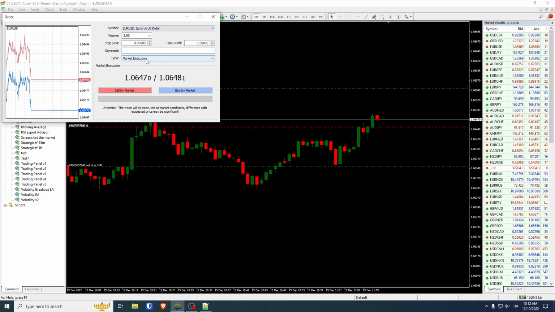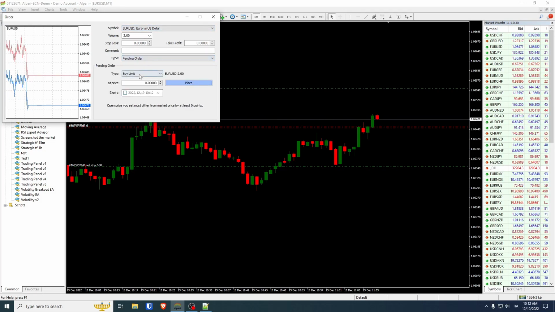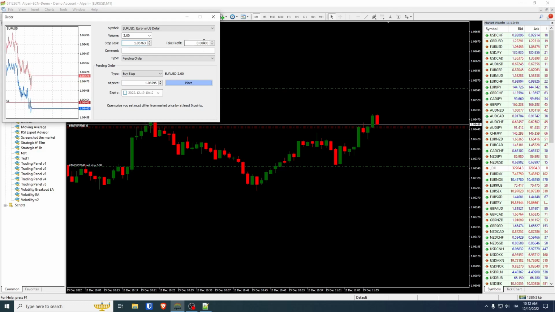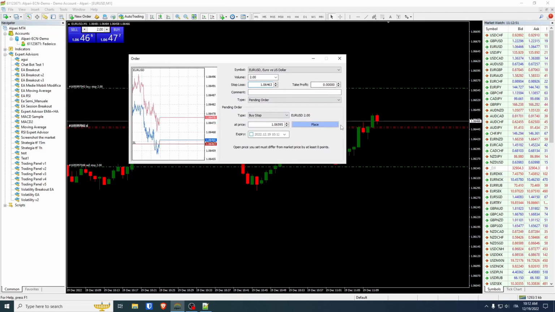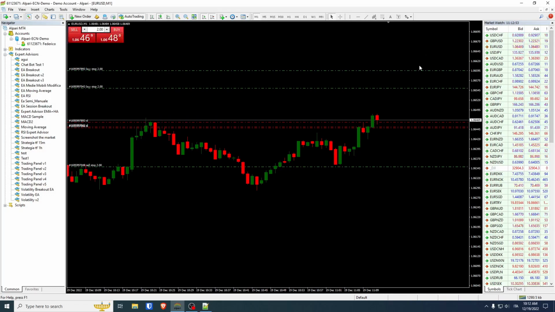You select the type of order, pending order, buy limit, of course, buy stop. At price, for example, it was 67595, and right here you put your stop loss and take profit. So in this way, you place the order, and probably it's more simple. Yeah. Now let's delete these ones.